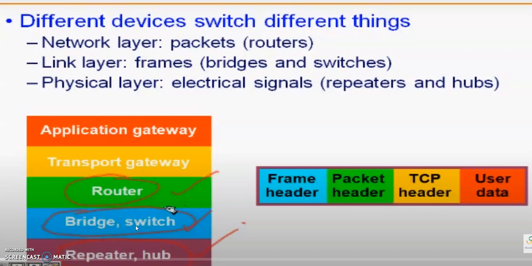So we can establish multiple simultaneous connections when we are using the switch, and the bridge does the same thing. It also reduces the traffic by dividing the LAN into many segments. And in the physical layer, we have the repeater and the hub.